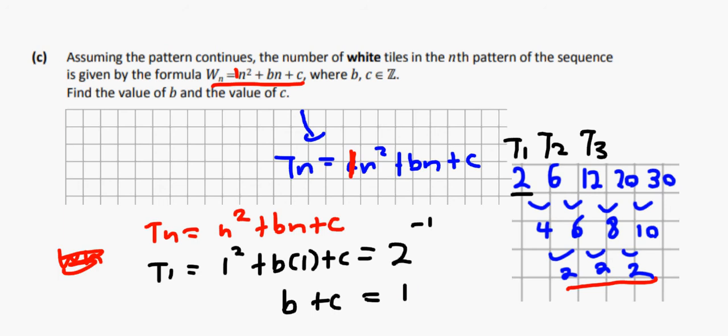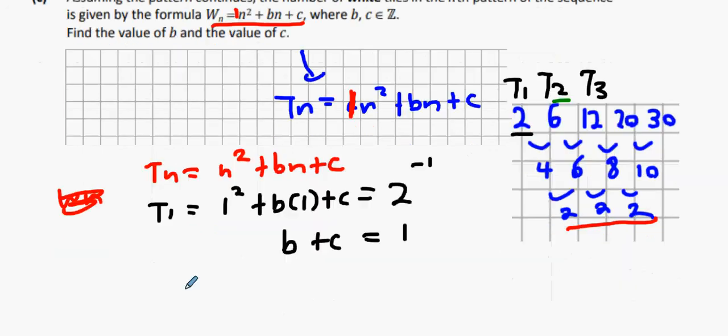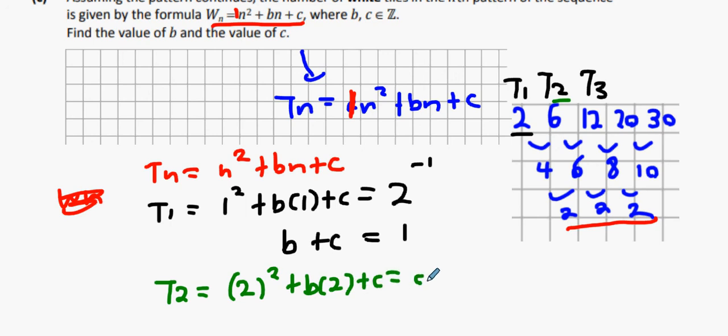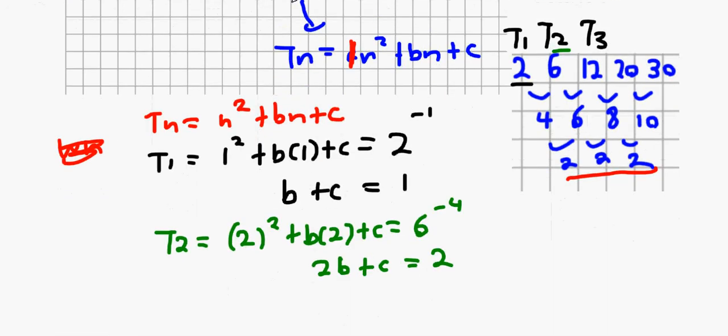What happens when I replace all the n's with 2s? What does the answer have to be for this question? It has to be 6. And what is 2 squared? And what's 6 take away 4? So 2B plus C has to equal 2. You go with that? What type of equations are these?